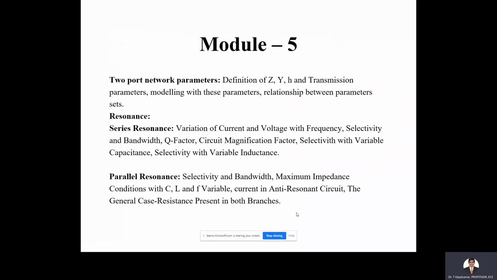In this module also, you will study series resonance and parallel resonance. In series resonance, you have to understand the variation of current and voltage with frequency, selectivity and bandwidth, Q factor, circuit magnification factor, selectivity with variable capacitance, and selectivity with variable inductance. In parallel resonance, we will study selectivity and bandwidth, maximum impedance conditions with C, L, and f variable, current in the anti-resonant circuit, and the general case where resistance is present in both the branches.